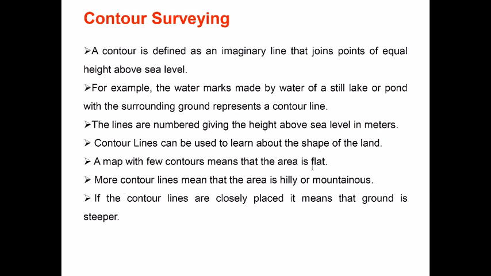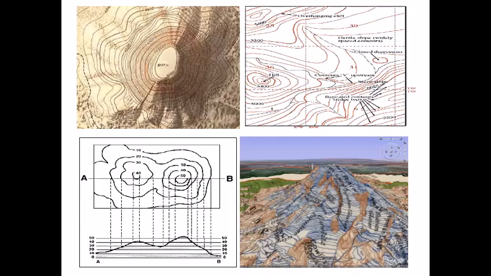A map with few contours means that the area is flat. The contour lines that are drawn have a contour interval. If the first contour that I'm drawing is for 50, the next is for 40, the next for 30, I can change it. I can draw it for 50, 45, 40, then 35 and then 30.